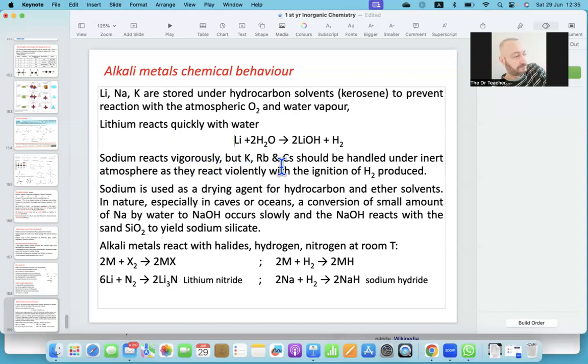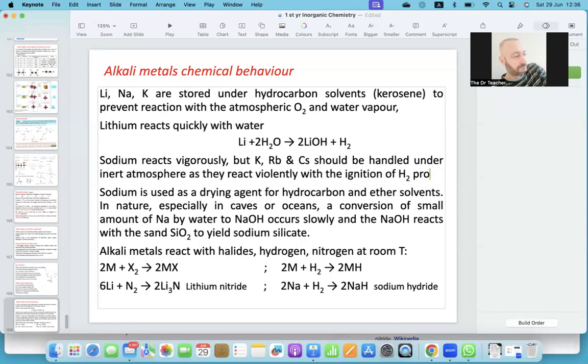But potassium, rubidium, cesium should be handled under an inert atmosphere, as they react violently, with ignition of the hydrogen produced. Sodium is used as a drying agent of hydrocarbon and ether solvents.